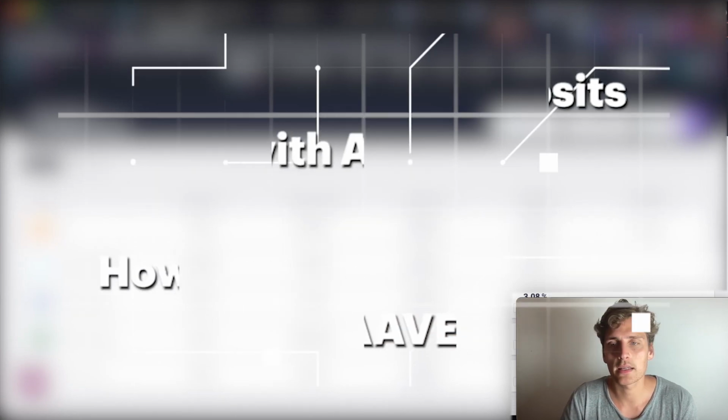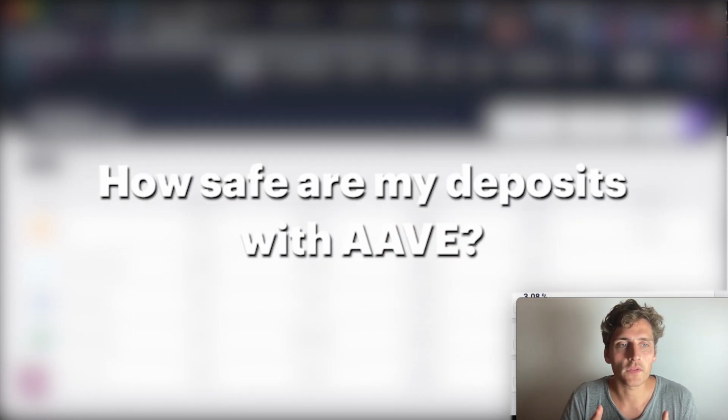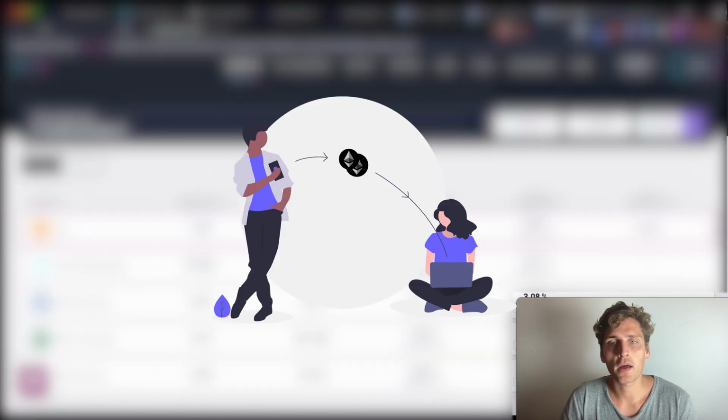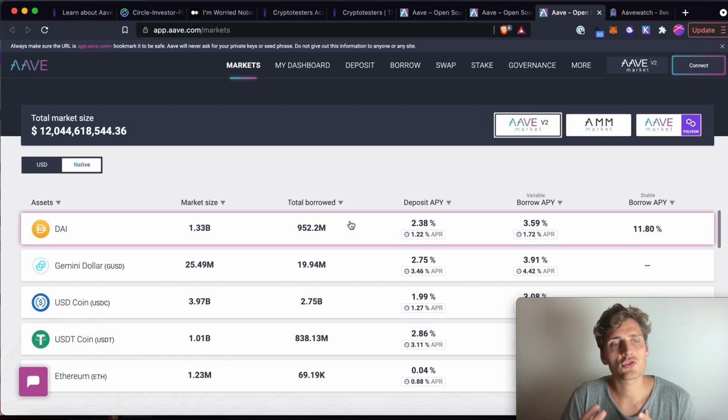Now you ask, how safe is my dollar deposit if I just want to deposit it there and earn interest? Well, it's actually pretty safe, because in the 2 or 3 years that Aave has been live now, there hasn't been a single default. So no person who borrowed some funds didn't return them. And the reason for that is that if you want to take a loan from Aave, you can't just come up and say, hey, give me a loan.